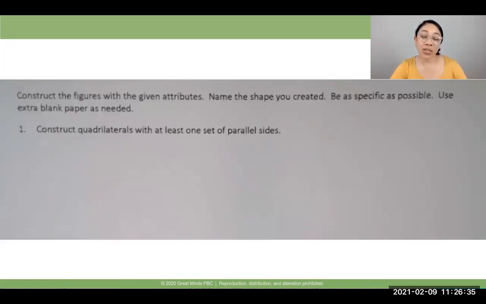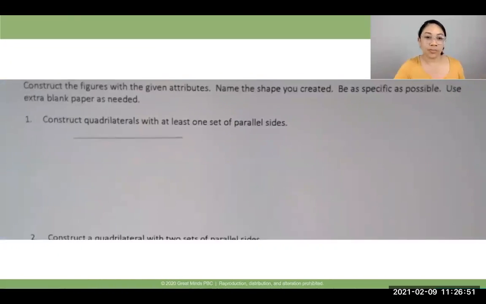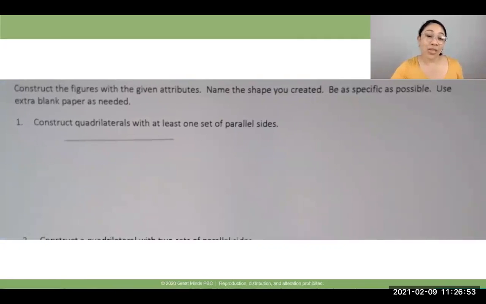Here, it's asking us to construct a quadrilateral with at least one set of parallel sides. Let's start by drawing a straight horizontal segment. Next, let's use our right angle template and our ruler to draw a segment that's parallel to the first segment. If you can recall from a previous lesson, we do this by lining up our right angle template below the horizontal line we just drew.